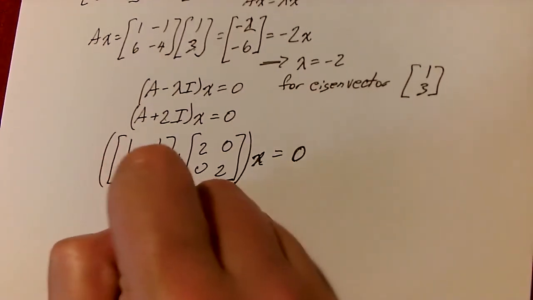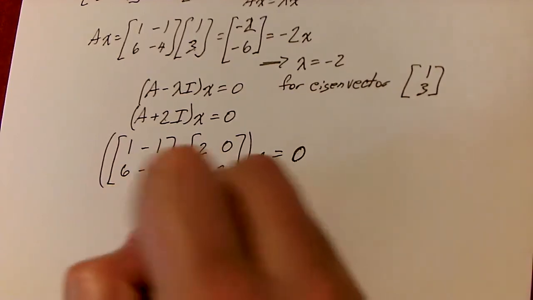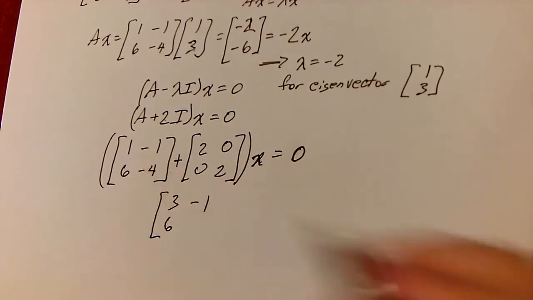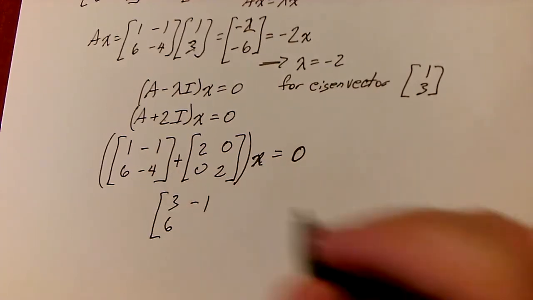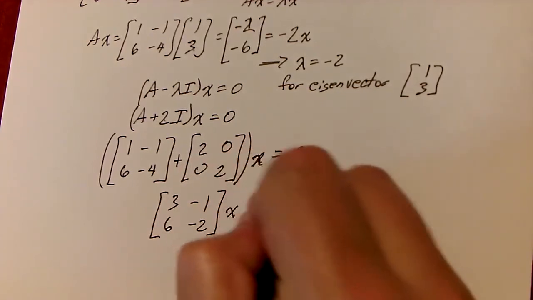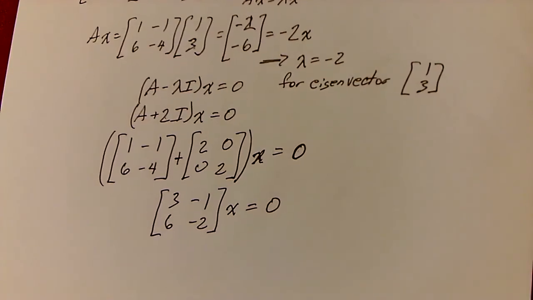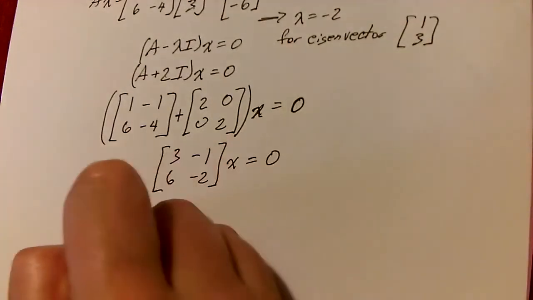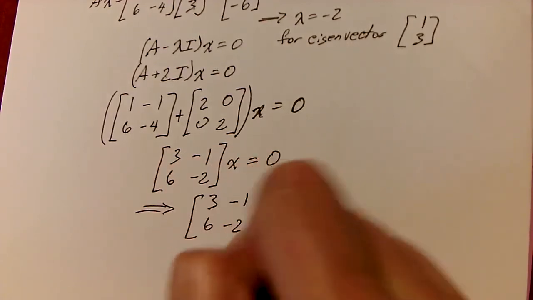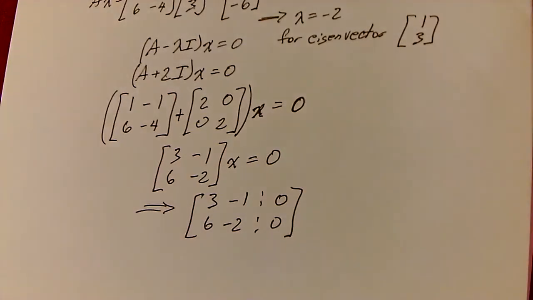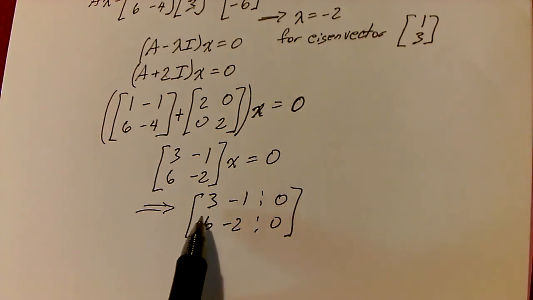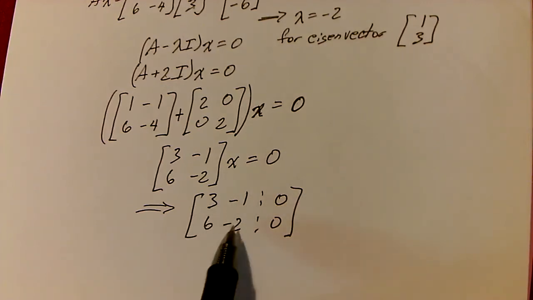So let's add these components of this matrix. I get 1 plus 2 is 3. I get negative 1 still. 6 and 0 is 6. Negative 4 plus 2 is a negative 2. And this is times x equals 0. So notice then I would write this with an augmented matrix. This would be [3, -1; 6, -2], augmented with 0. And notice that the columns are multiples of each other. I've divided this by 3 to get here, I divide that by 3 to get there.